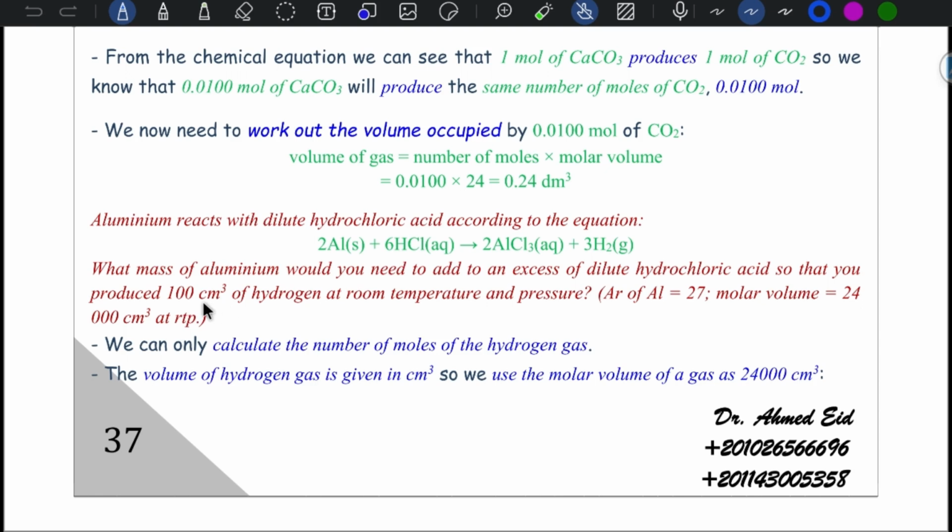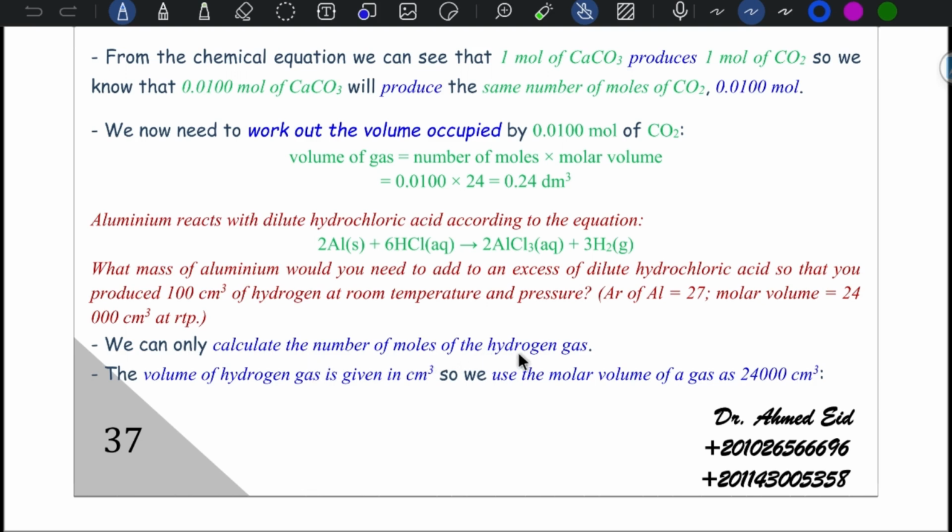We have the volume of hydrogen. We need to convert it into moles. Then we get the moles of aluminium. Then we get the mass of aluminium. So we move in the reverse direction.